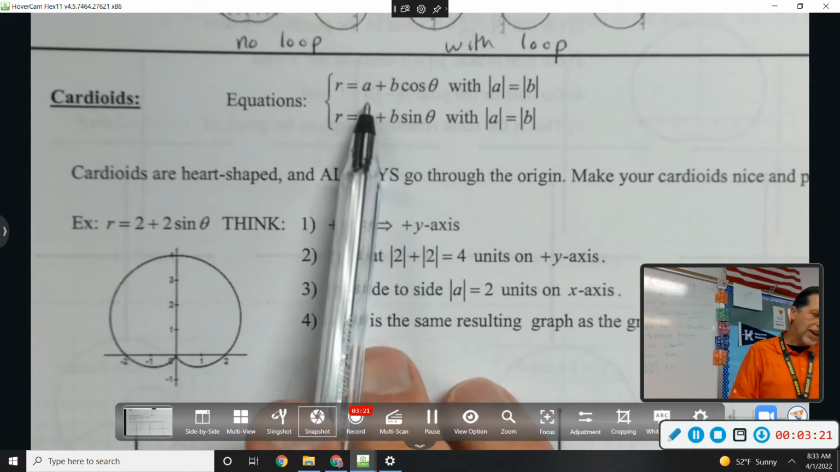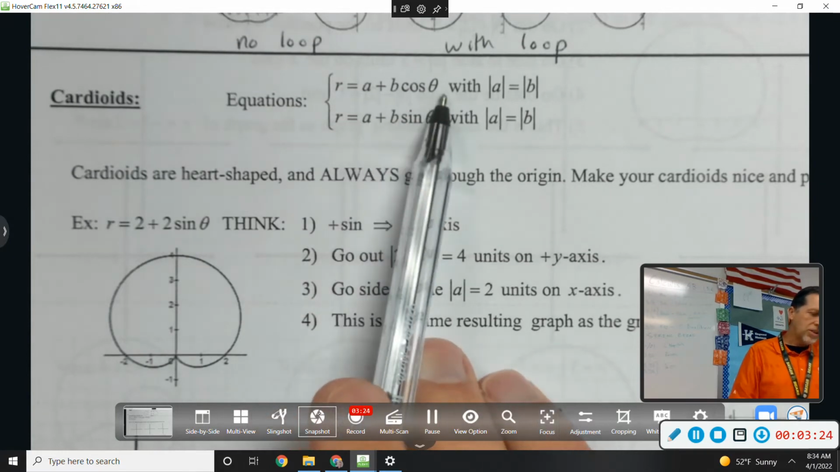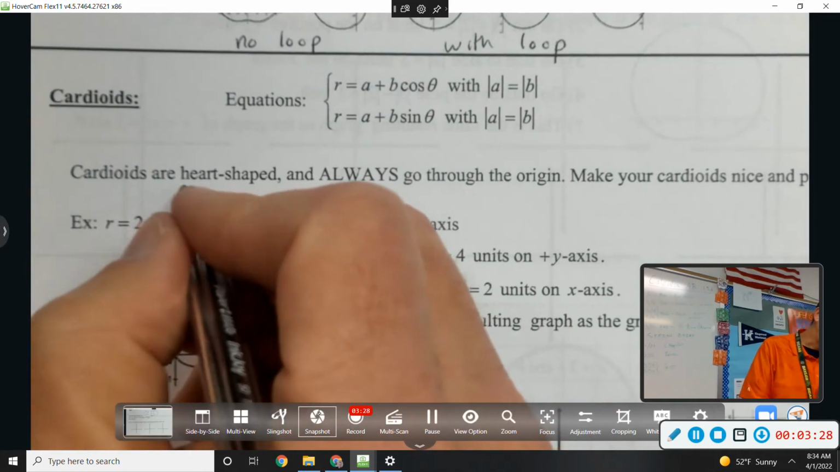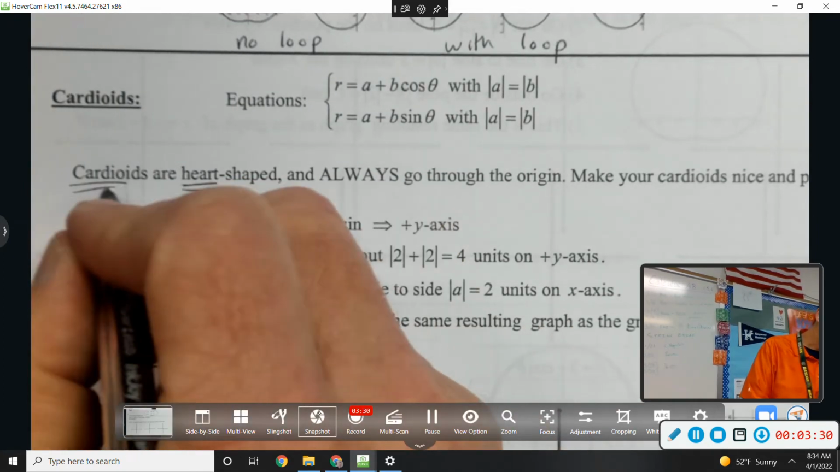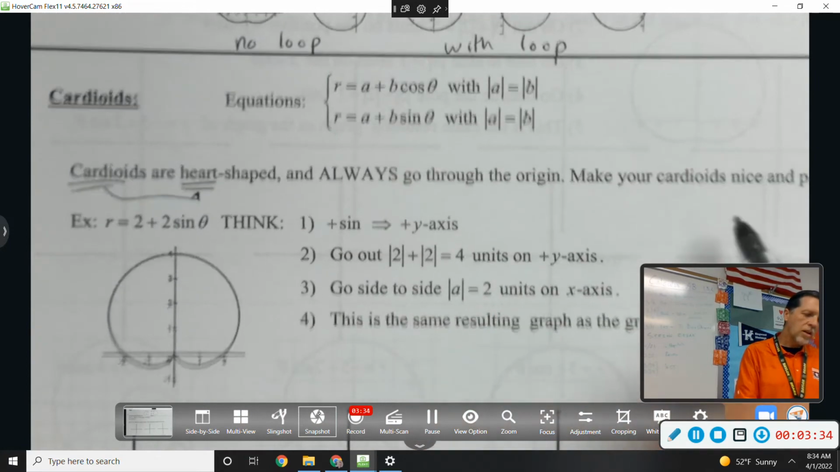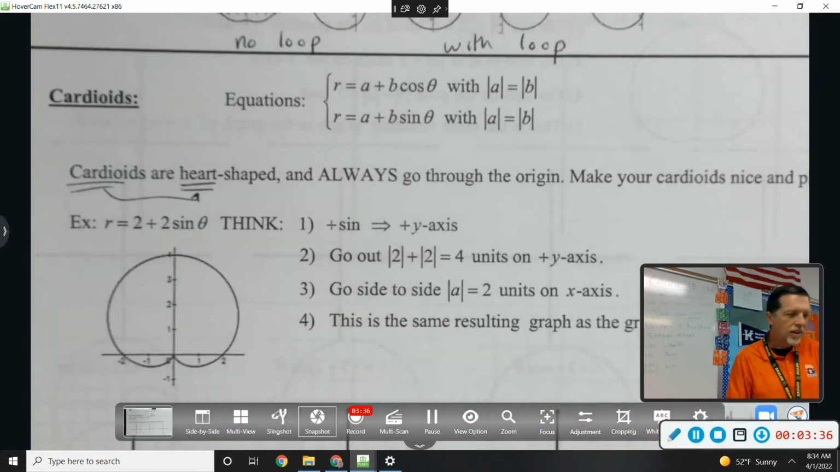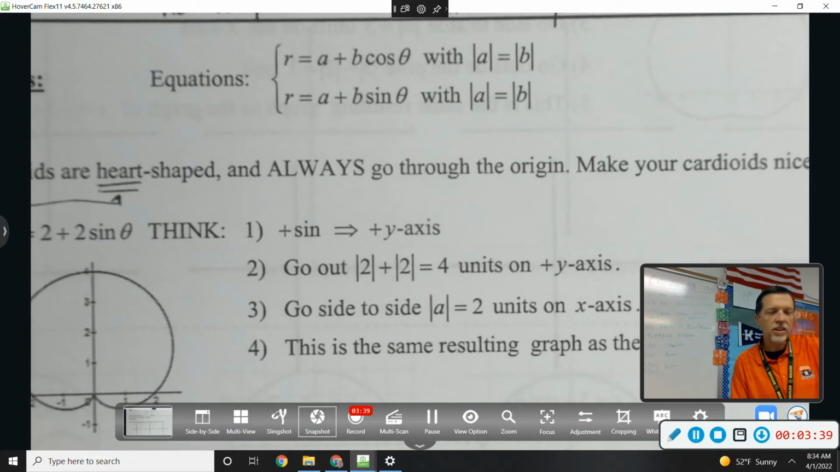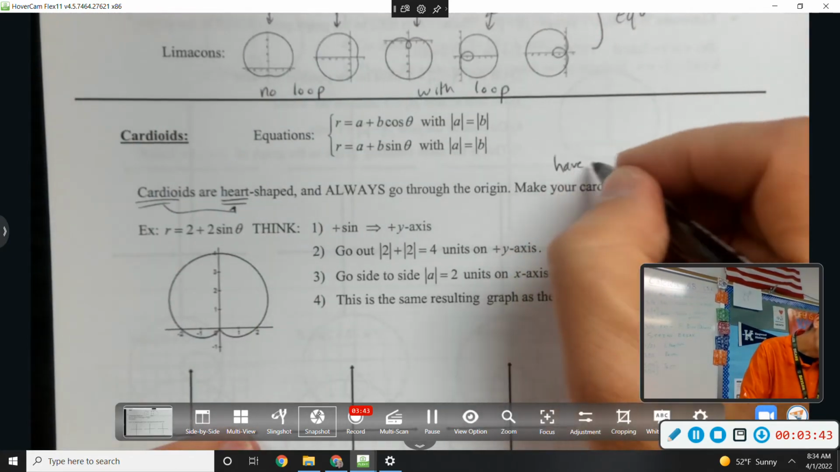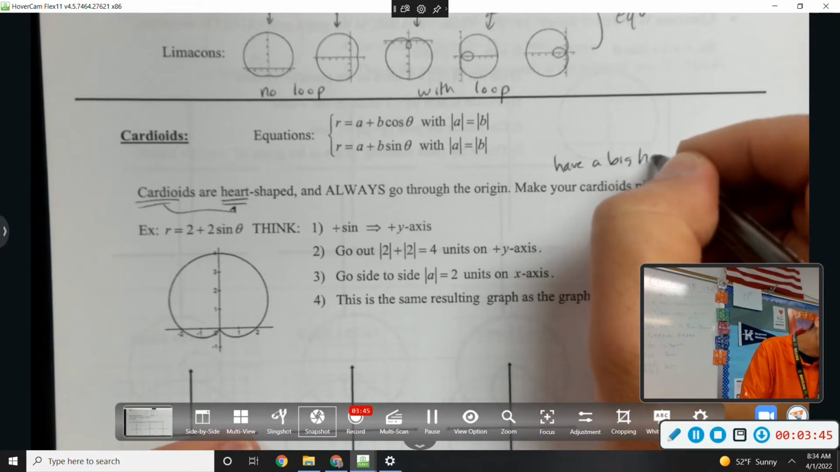Cardioids. They both look like A plus B cosine or A plus B sine. Cardioids are heart-shaped. Cardio, heart. They always go through the origin. Make your cardioids nice and plump. Have a heart, a big heart.